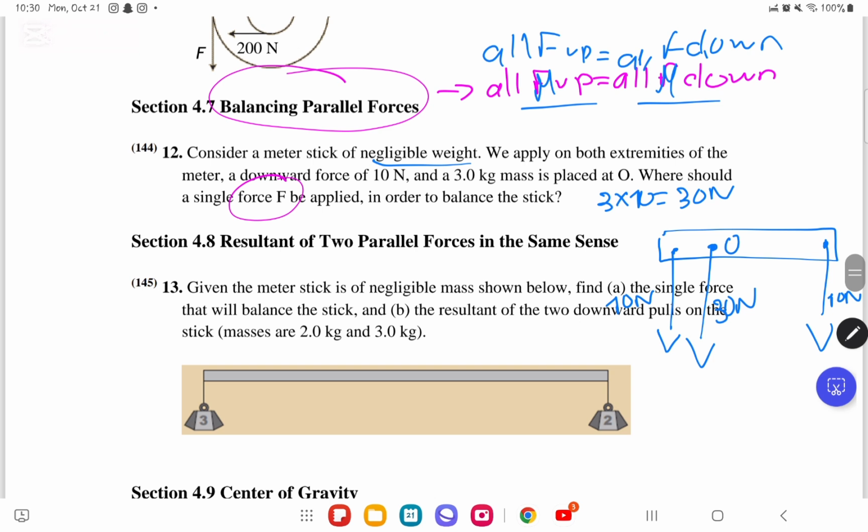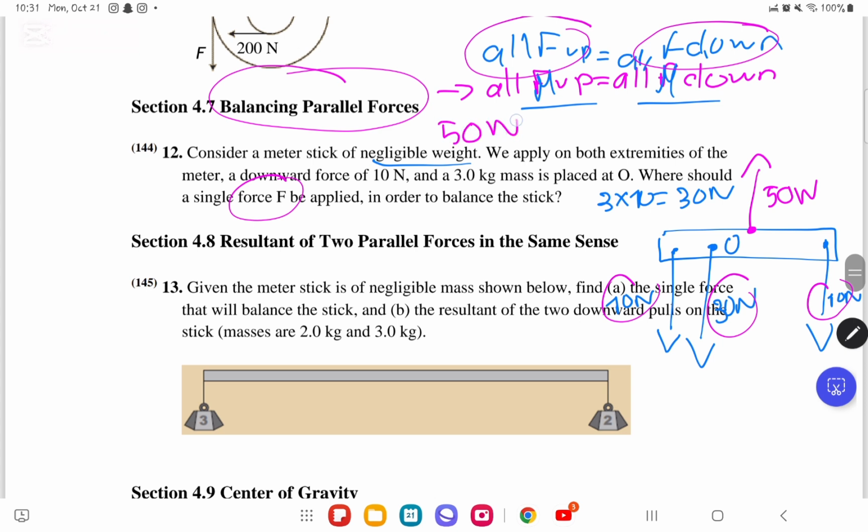First of all, to find out what the single force F is, we're going to do all force up equal all force down. So all the force up is going to be one singular force, which is 10 plus 30 plus 10, which is 50 newtons. So 50 newton is equal to 10 newton plus 30 newton plus 10 newton again. Now, we know that it is balanced. Whenever they tell us balanced, that means the moment of counterclockwise is equal to the moment of clockwise.